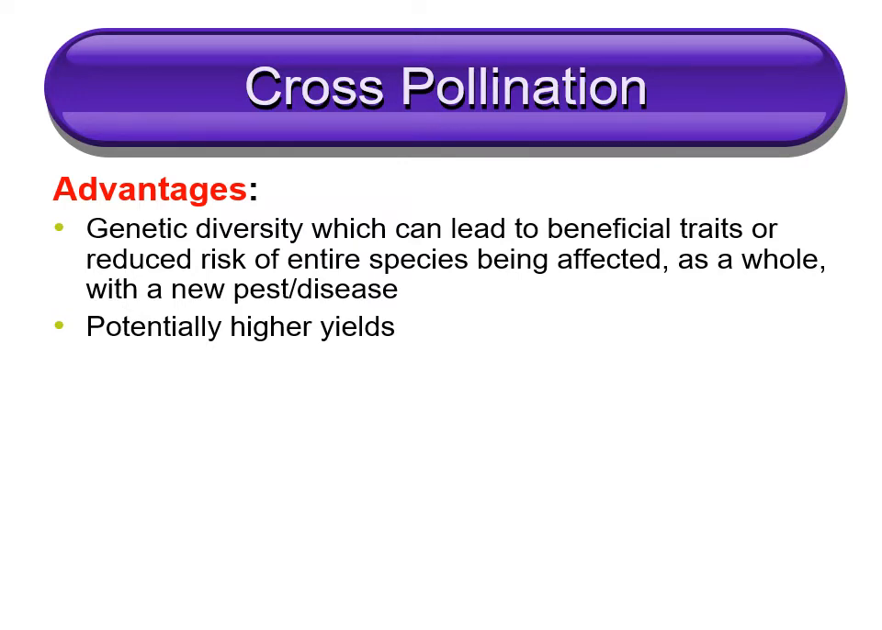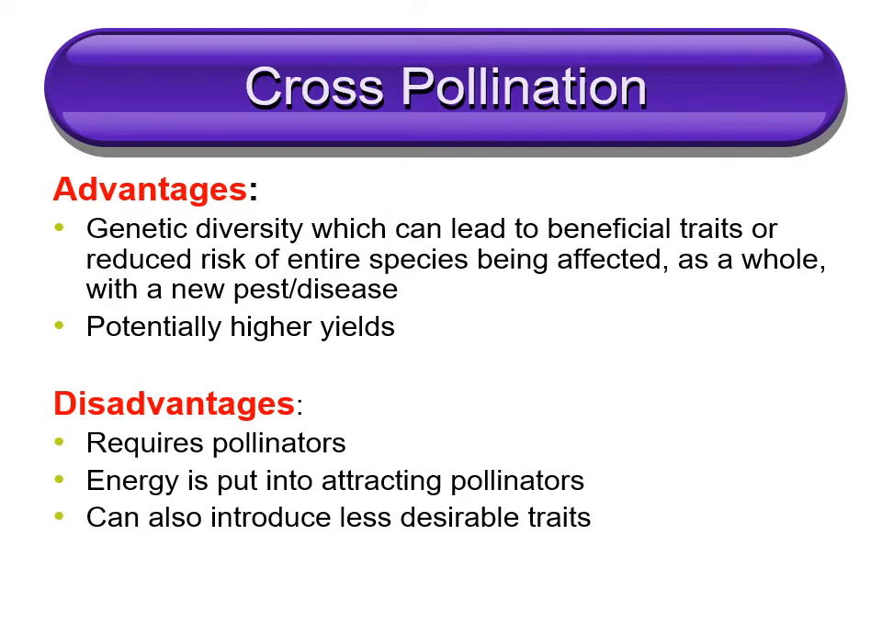From a practical or agricultural perspective, cross pollination often leads to higher yields. You can see how that would be important. Some disadvantages: they require pollinators to vector the pollen from flower to flower. That means that they have to expend energy in attracting the pollinators through a flower or pheromones or nectaries. And of course, as I alluded to, by cross pollination you could also introduce less desirable traits.